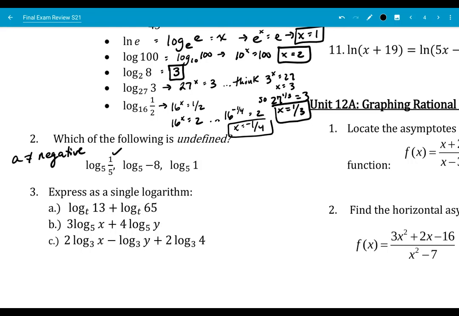So here, this is good because 5 to the power of -1 is a fifth. The third one is good because 5 to the 0 is 1, but 5 to the power of nothing can give you -8, so this is undefined. Because that a value, and what I mean by a is the number in my log, this number cannot be negative.